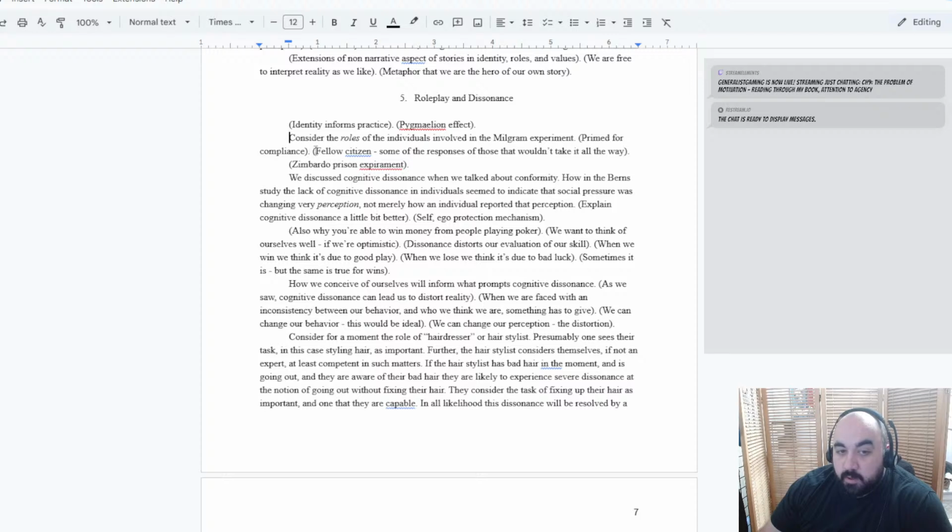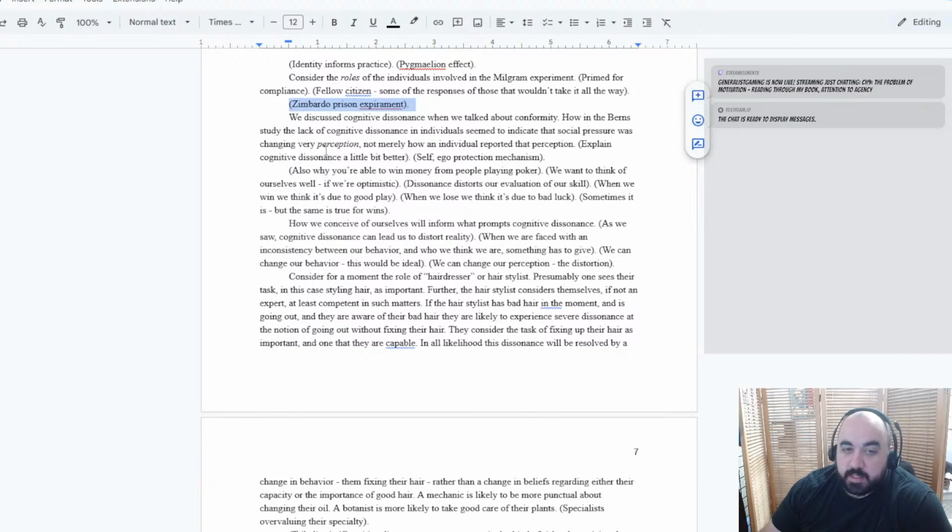And some of these people view themselves as a fellow citizen, and some of the responses were that they wouldn't take it all the way, rather than being merely someone running the experiment for the experimenter who asks that they repeatedly shock them. We wanted to reference the Zimbardo prison experiment here, but I'm not sure what we wanted to say about it.